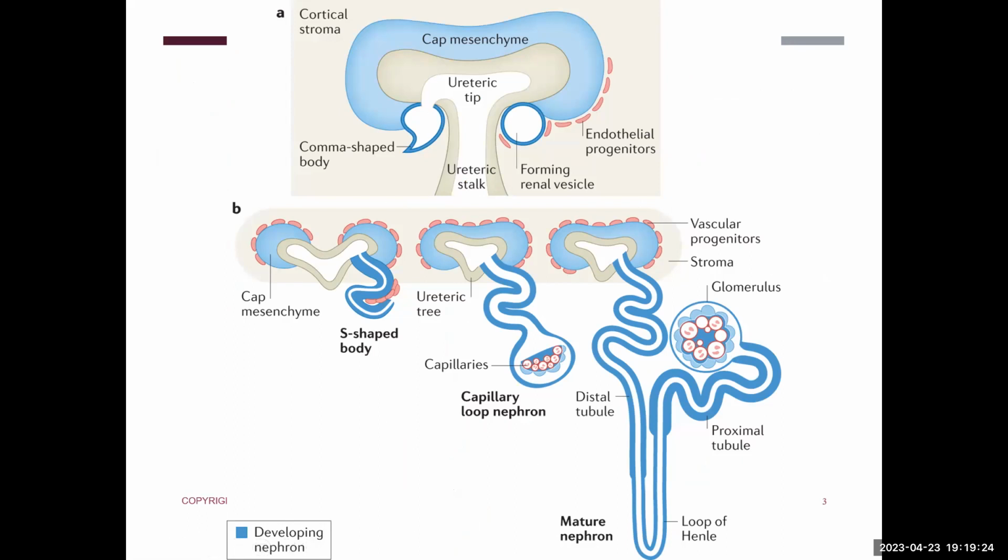The first bifurcation occurs about the 6th week, and that will form the renal pelvis, as well as the cranial and caudal lobes of the kidney. The next 4 bifurcations coalesce to form the major calyces. The following 4 bifurcations coalesce in the 7th week to form the minor calyces.